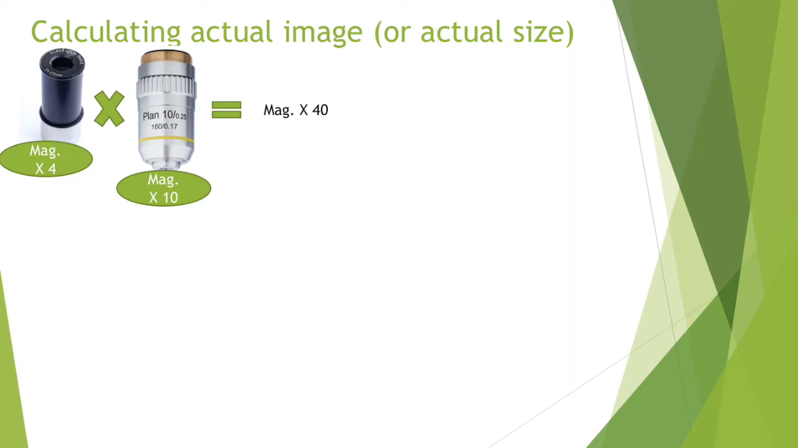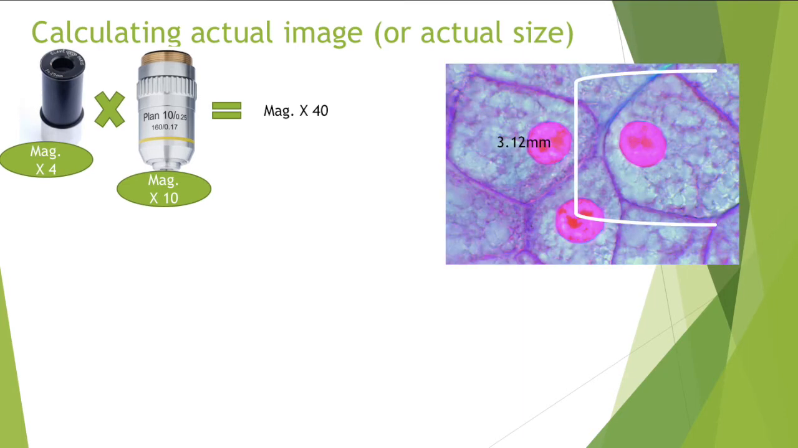So the first thing you'll need to do is work out your own magnification. You can do this by multiplying the magnification of your eyepiece lens by the magnification of your objective lens. In our example, I've used a 4 magnification and a 10 magnification, giving me an overall magnification of 40. The next thing you'll need to do is to take a measurement of the image you're seeing. So in our example, it's 3.12 millimeters.